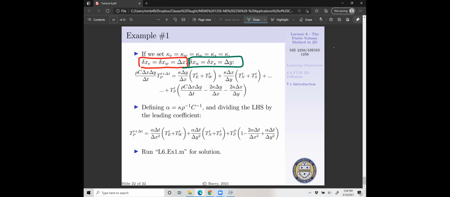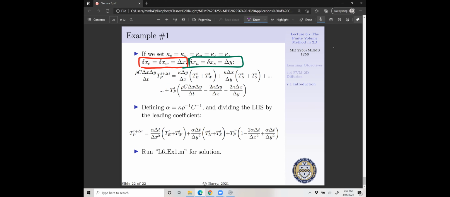Valid assumption. So then we'd be left with rho c delta x delta y per delta t, Tp evaluated at t plus delta t. And this becomes k delta y delta x, T east plus T west, evaluated at our previous iteration level, plus k delta x delta y times T north plus T south, both evaluated at our previous iteration level, plus Tp of t times the quantity rho c delta x delta y per delta t minus 2k delta y delta x minus 2k delta x delta y. So it reduces down to something really nice and manageable.